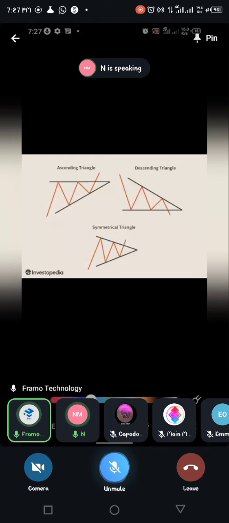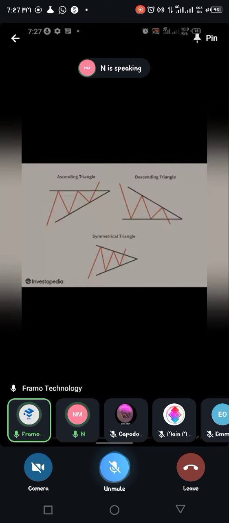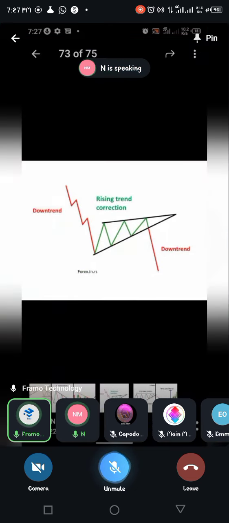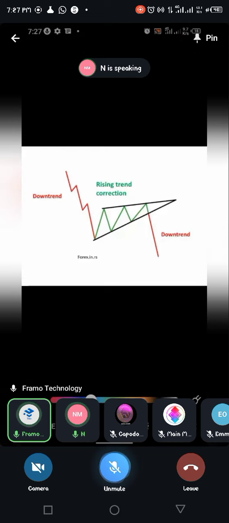Okay. Now, let's take some scenarios with symmetrical triangles. For now, look at this one. This is a descending, or no, this is an ascending triangle. You could see we are moving from a downtrend already. This is a downtrend, then it will consolidate.